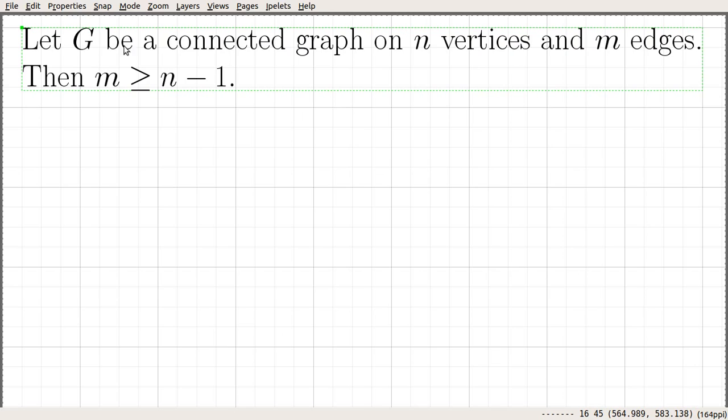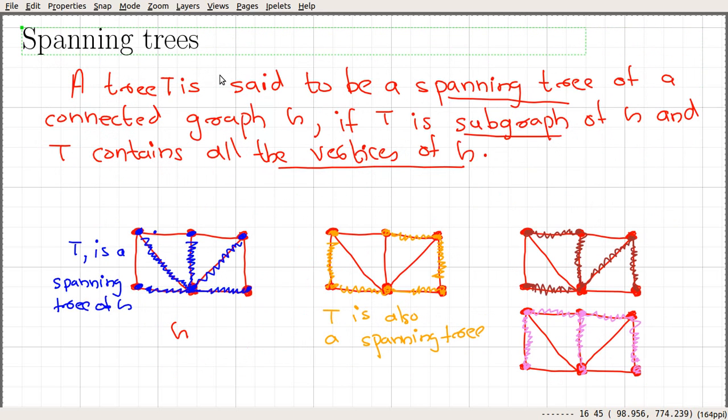So that says if G is a connected graph on n vertices and m edges, then the number of edges is always greater than or equal to n minus 1. So you can see that from this example. If you look into this particular graph, we have 1, 2, 3, 4, 5, 6 vertices, so n is equal to 6, and m is equal to 1, 2, 3, 4, 5, 6, 7, 8, 9. So 9 is greater than 6.